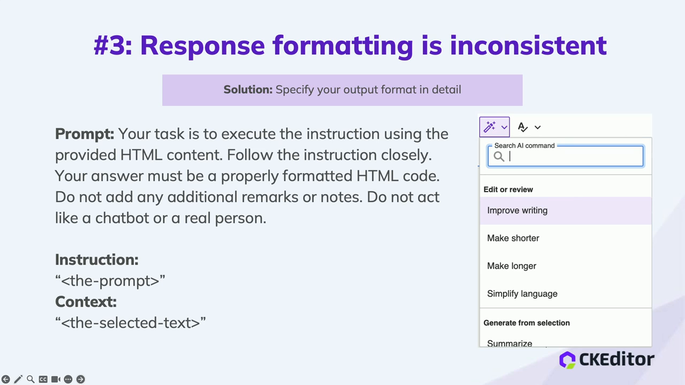Your answer must be properly formatted HTML code. This is because the content within CKEditor for our users is HTML code. Depending on who your users are and what your needs are, you would change that, of course. And then we said, don't add any additional remarks or notes, and don't act like a chatbot or a real person. Follow the instructions closely. Surprisingly, that made the difference in making the write-a-blog-about-dogs prompt consistent across runs. It's as simple as adding a new set of instructions so your AI assistant knows what to do and what not to do.